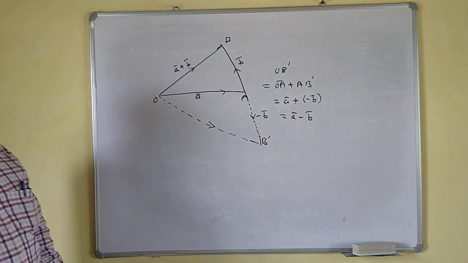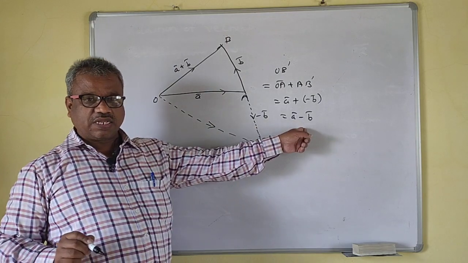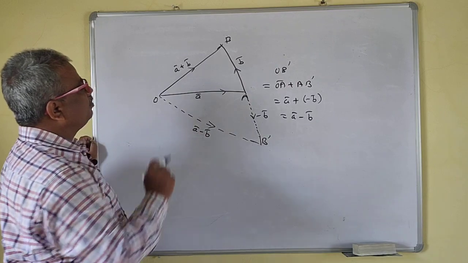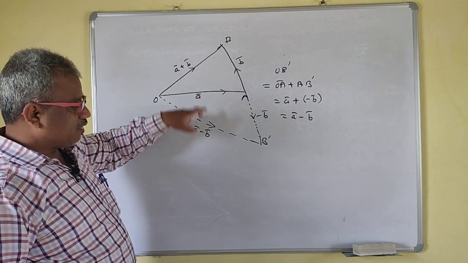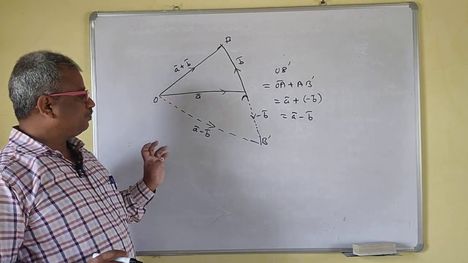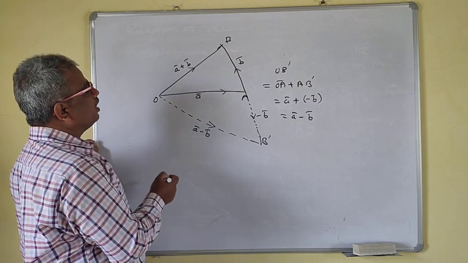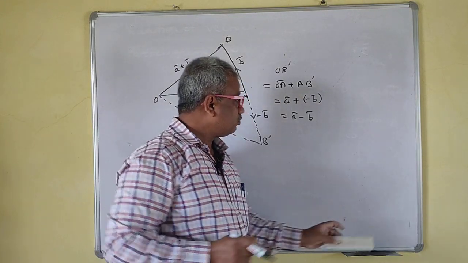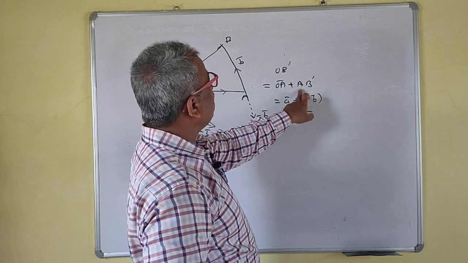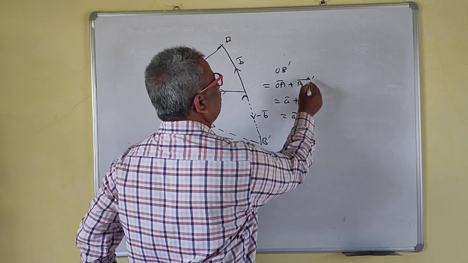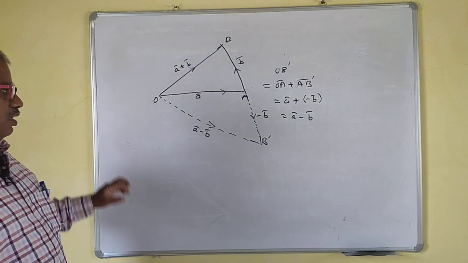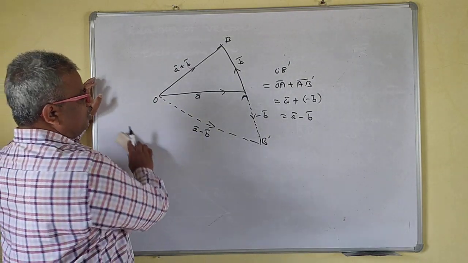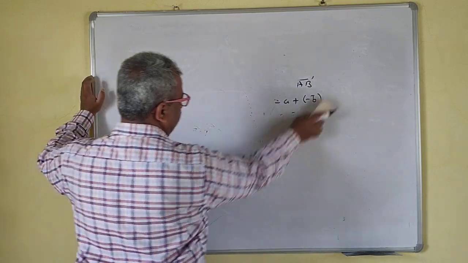So this is the subtraction of two vectors. We can do the subtraction of two vectors like this. This will be A bar minus B bar. This is the application of the triangle law. So this vector will be your A bar minus B bar, and this vector will be your A bar plus B bar. This is AB prime bar. I hope that you understand this one. So this is the subtraction of vectors.